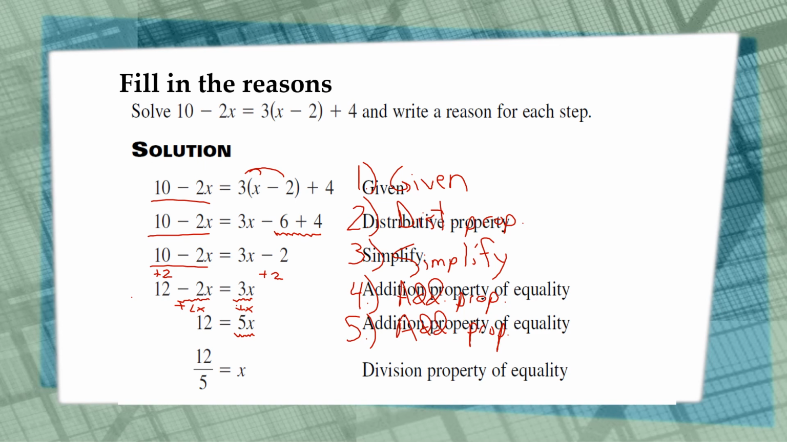Lastly, on here, we have a 12 equals 5x in line 5. In line 6, it becomes 12 over 5 equals x. Hopefully you're recognizing a division came in here, so we divided 5 on both sides. So we use the division property of equality. And congratulations, that's your first proof.